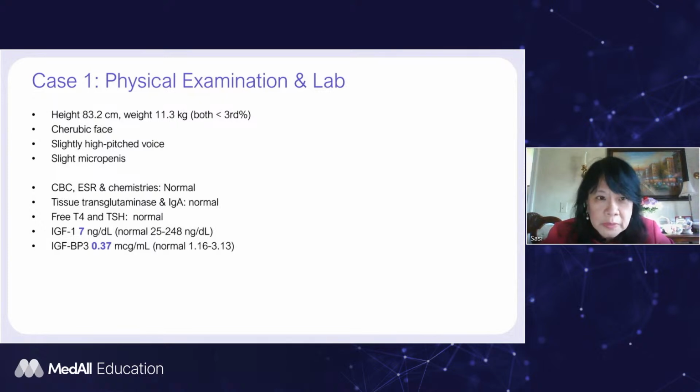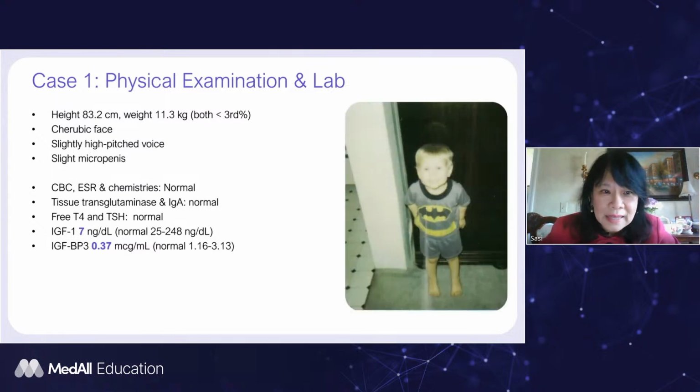So when I do physical exam on him, he appears to be a little bit chubby, with a cherubic face. And when he speaks, he has a slightly high-pitched voice. And when I do GU exam, he has slight micropenis. That just gives me a clue to think about the potential cause of short stature, likely growth hormone deficiency.